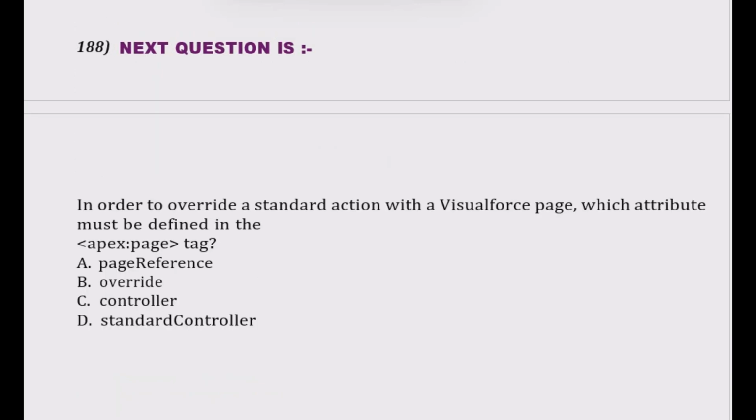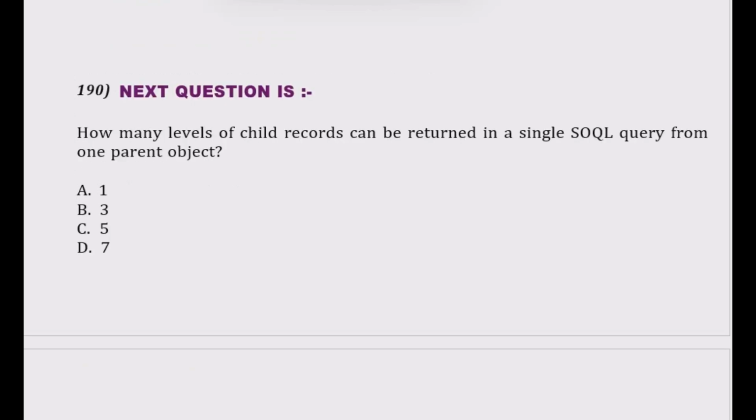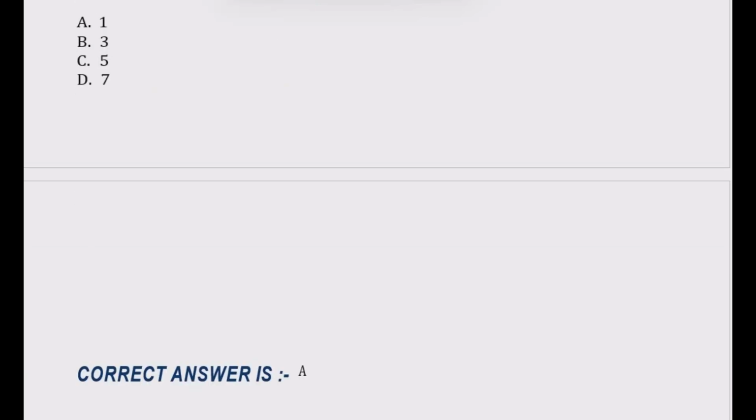Question is, in order to override a standard action with a Visualforce page, which attribute must be defined in the apex:page tag? Option A. Page reference. Option B. Override. Option C. Controller. Option D. Standard controller. Correct answer is option D. Question is, how many levels of child records can be returned in a single SOQL query from one parent object? Option A 1, option B 3, option C 5, option D 7. Correct answer is option A.